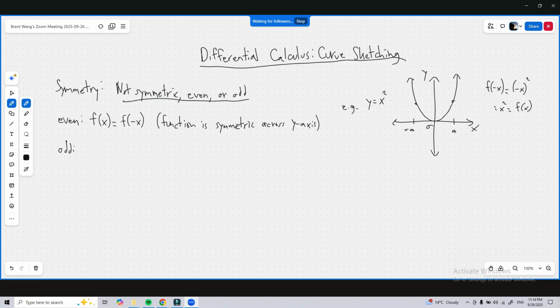All right, the other possibility is if a function is odd. If a function is odd, then you would have f of negative x equals negative f of x. In this case, the function is symmetric across the origin, or 0, 0, if you will. An example of this is y equals x cubed.